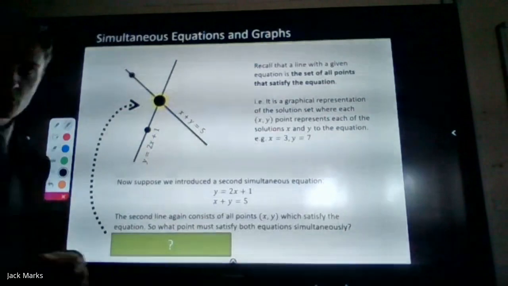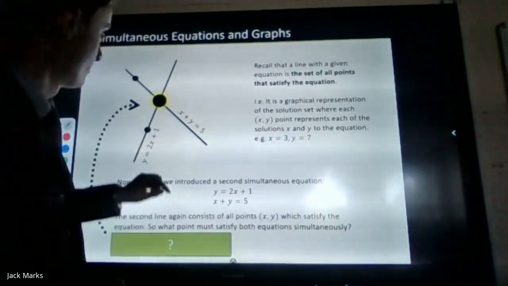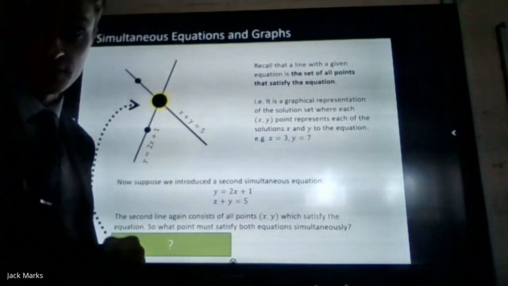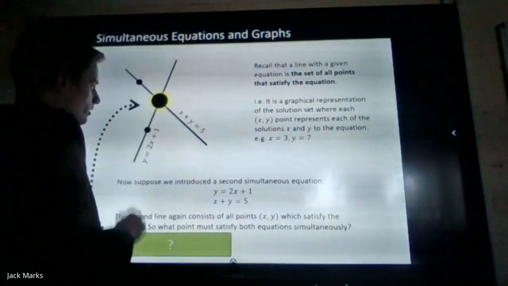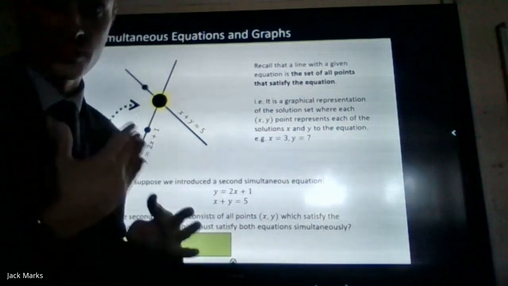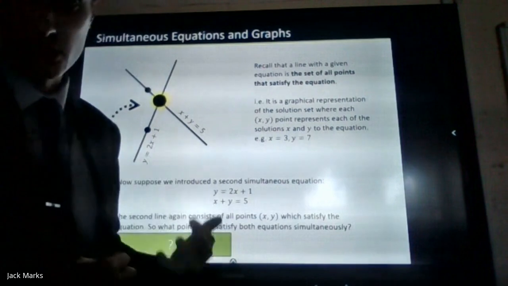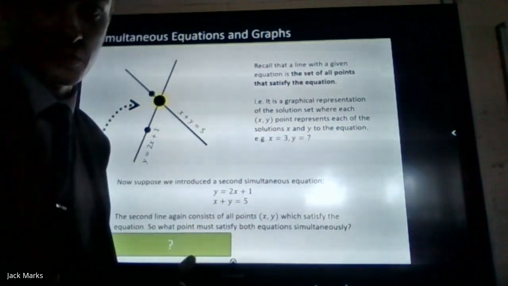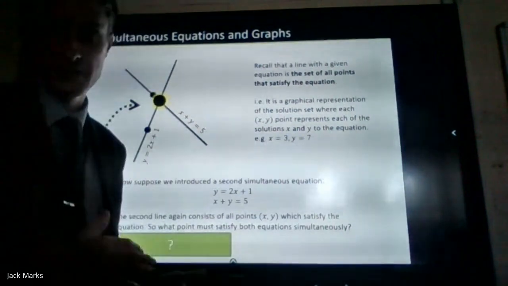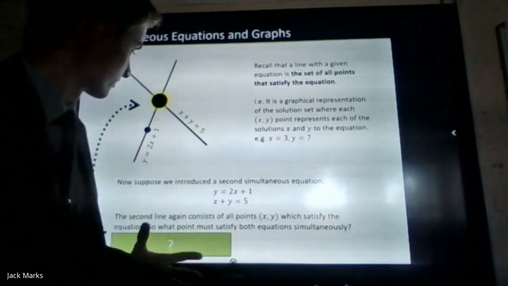Well, if I draw another one, so if everywhere here satisfies that rule and everywhere on this satisfies a different rule, well, the intersection in the middle does what? It satisfies both rules at the same time. And the rules are just equations. So in other words, it's the solution to that system of equations. And setting up systems of equations and solving them is where you can find out really, really useful things in maths.